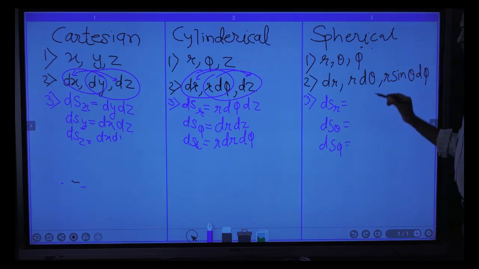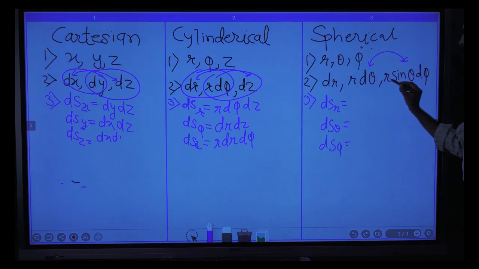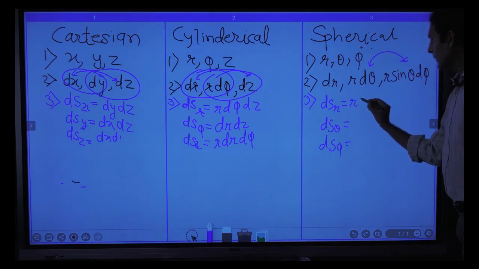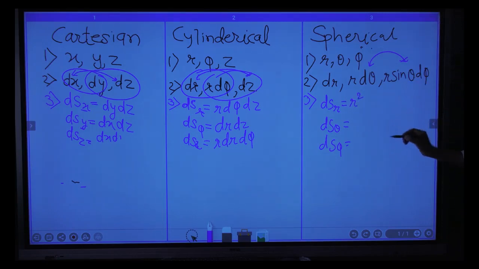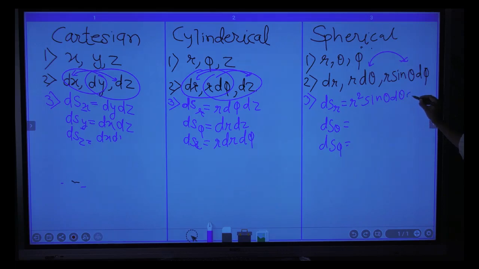For dS_r, the product of the other two. The other two are r dθ and r sinθ dφ. So we will take the product of r, so it will be r squared. We will write it in sequence: r squared, then sinθ dθ dφ.